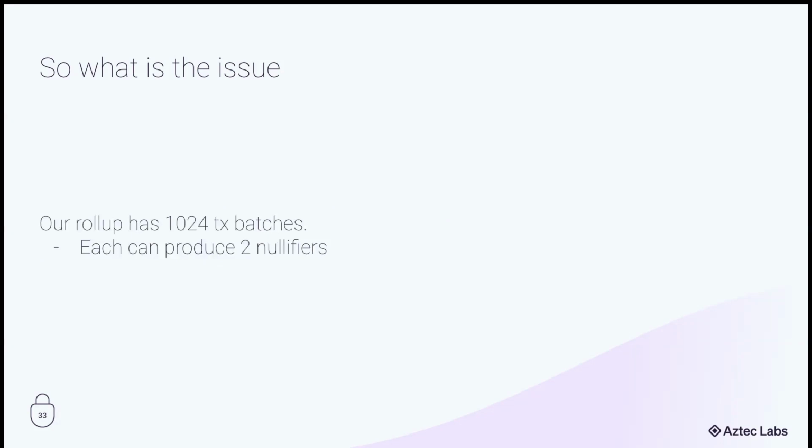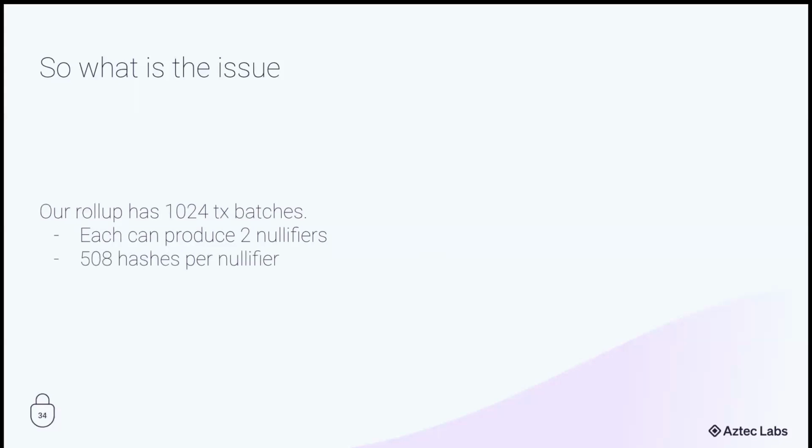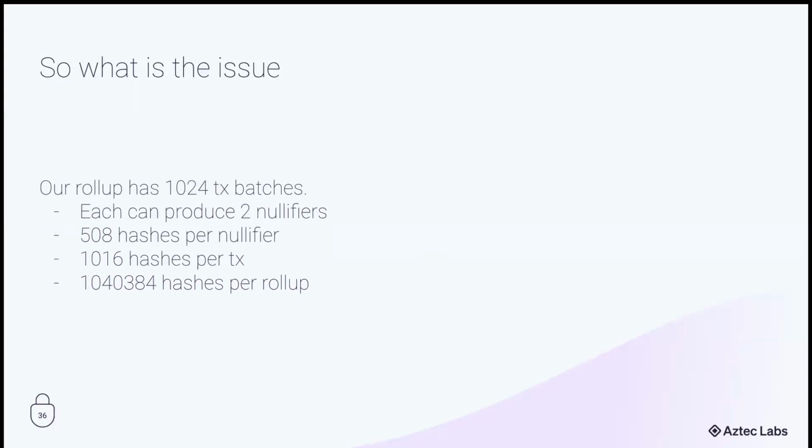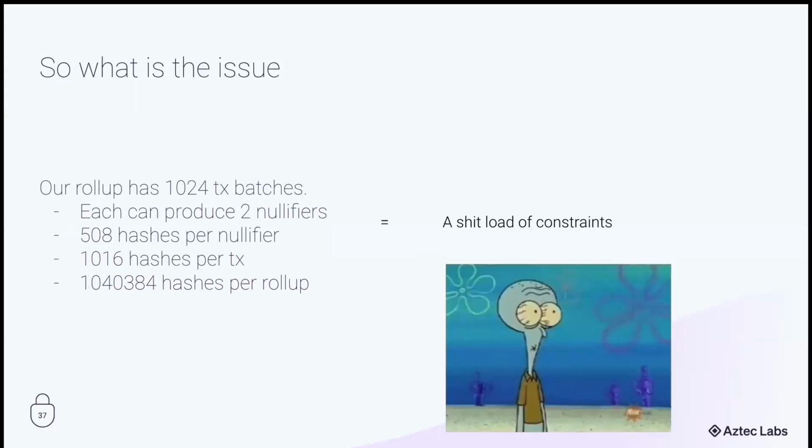In our case, it was not fully 1,000, we were around 900 transactions in a batch, but every transaction could produce multiple nullifiers. When you have these 500 hashes per nullifier, it quickly adds up, being like 1,000 hashes per transaction and 1,000,000 hashes for the entire rollup. Overall, this just means that the rollup circuit itself has a shitload of constraints, and you need a very powerful machine to actually compute it.